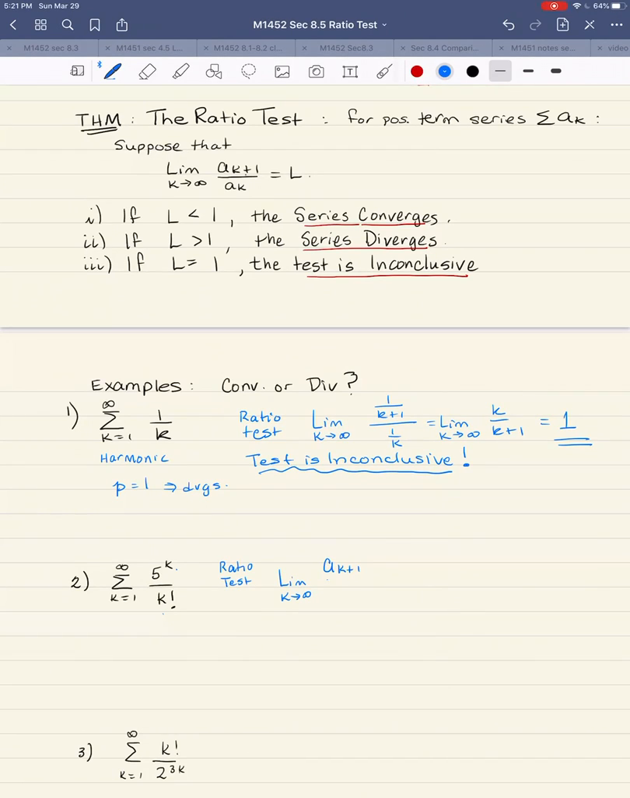So we're going to take the limit as k goes to infinity of the a_{k+1} over the a_k term. To get the a_{k+1} term, we just replace each k with k plus 1. So my k plus first term will have a 5 to the k plus 1 here and a k plus 1 factorial here. Then we have to divide it by the term as we saw it, 5 to the k over k factorial. Okay, so we'll do the flip and multiply step.